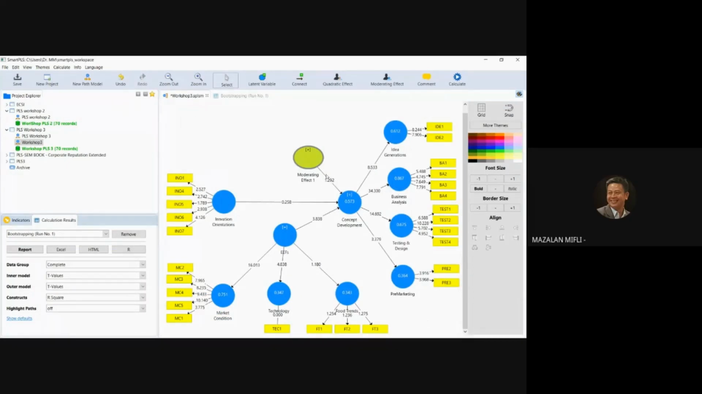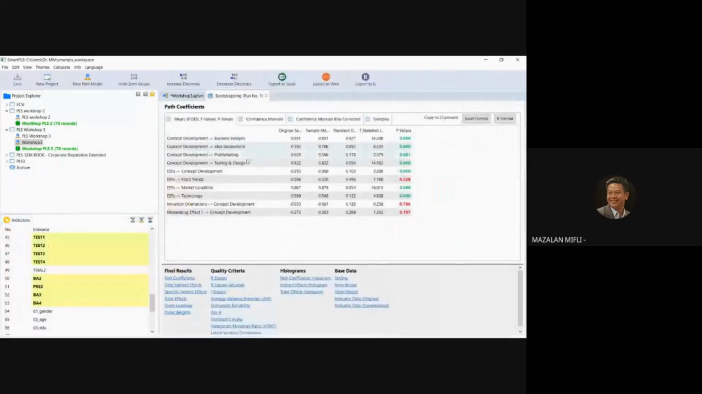Moderating effect, simple as that. So regardless of whether you're significant or not significant, copy this. These are your evidence. It will look nice in your thesis. Copy these things, and then you can copy this and put that in the tables.